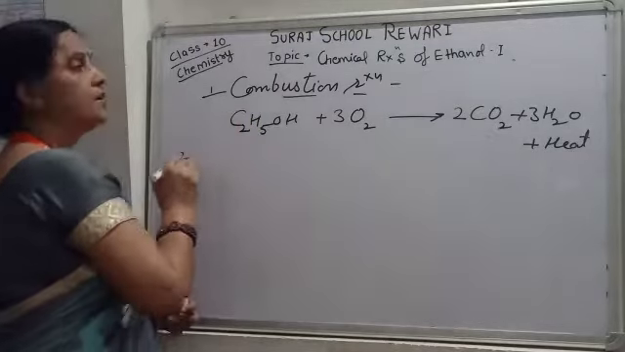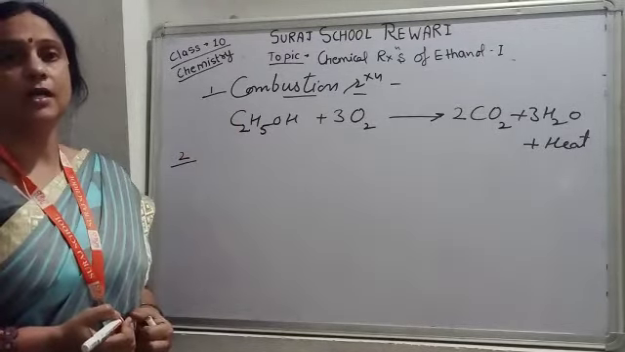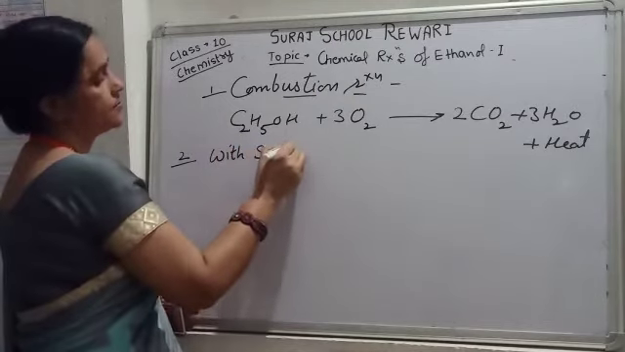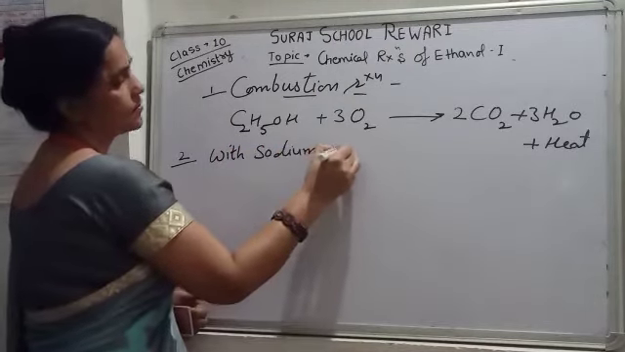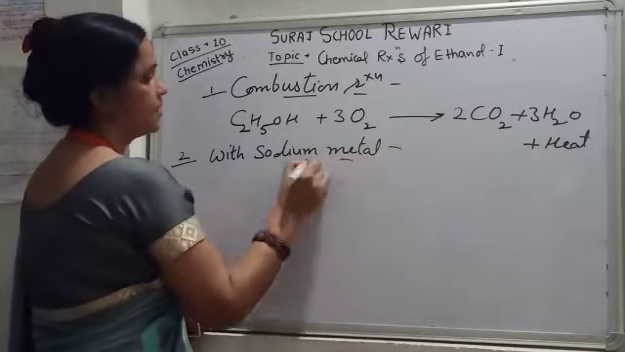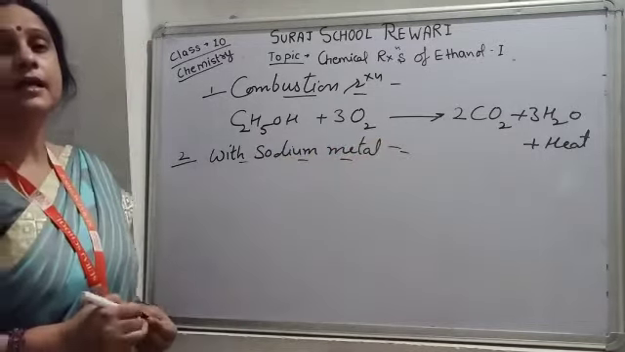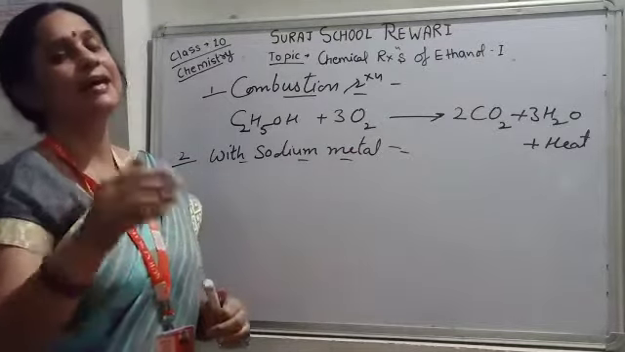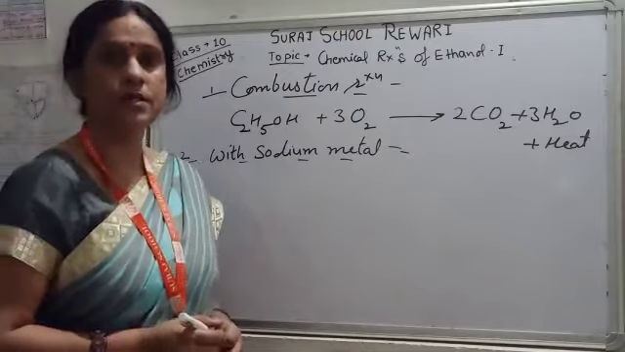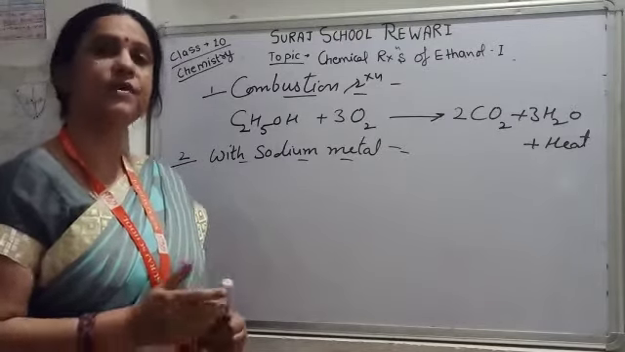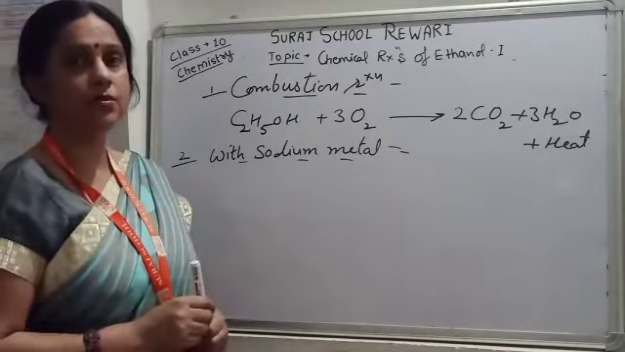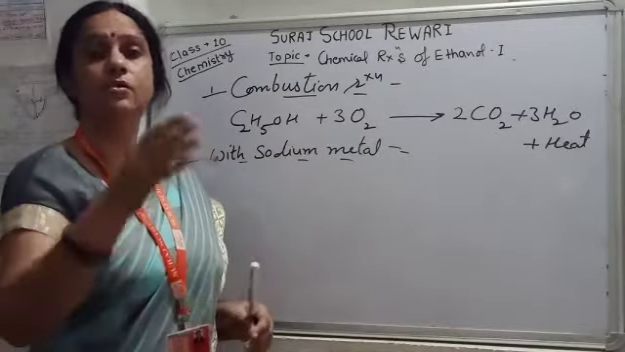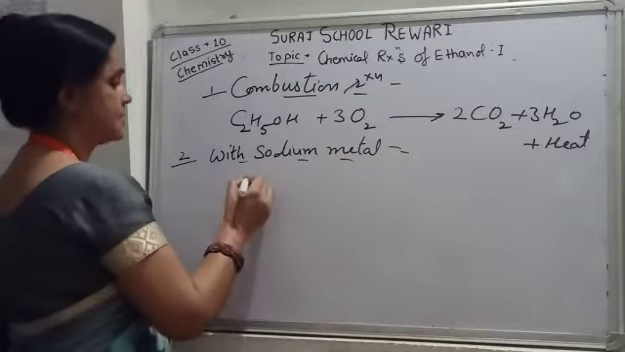The next reaction given by ethyl alcohol is reaction with sodium metal. Students, when ethyl alcohol reacts with sodium metal, it behaves like an acid. It produces hydrogen gas like acids. When acid reacts with metal, they produce hydrogen gas. And here, when ethyl alcohol reacts with sodium metal, it also produces hydrogen gas.